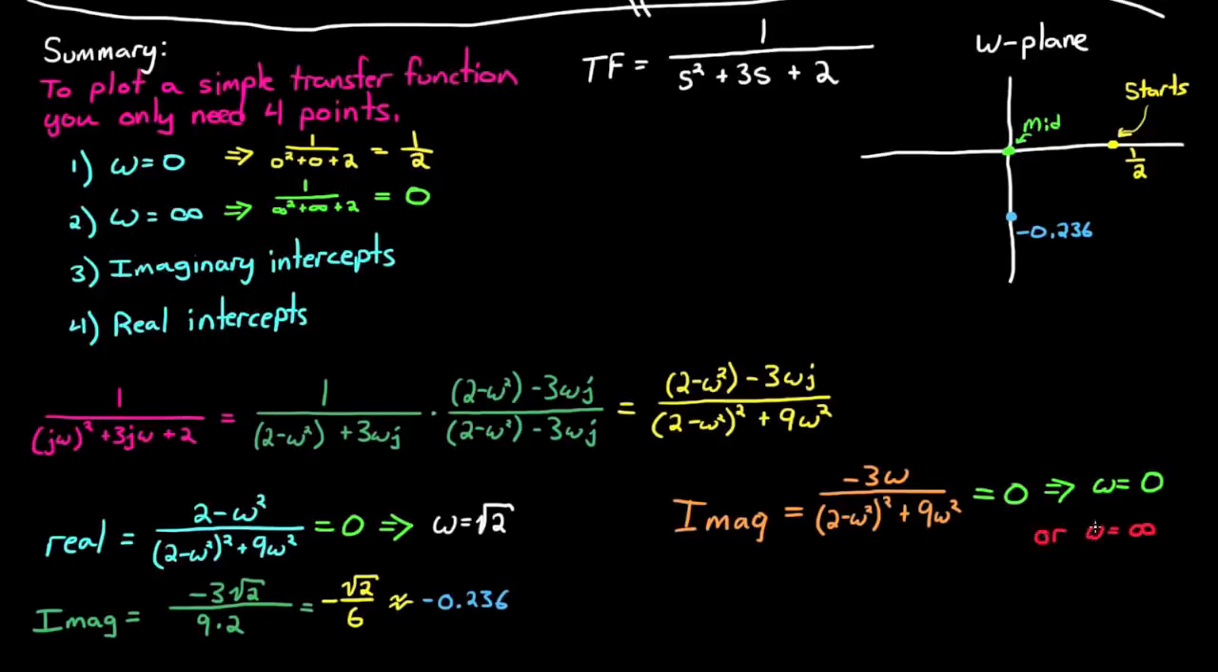And since we've already plotted both of those points in steps 1 and 2, there's really nothing else to plot. It only crosses the real line at the beginning and at the midpoint. So now that we have this information, what does it tell us?